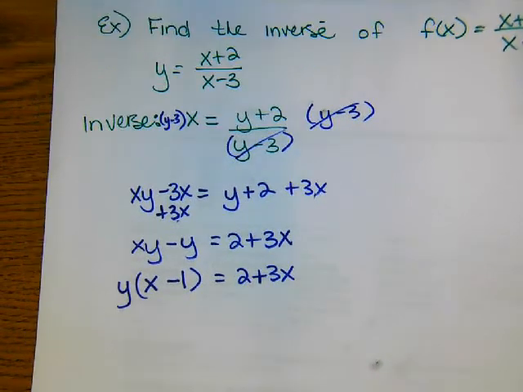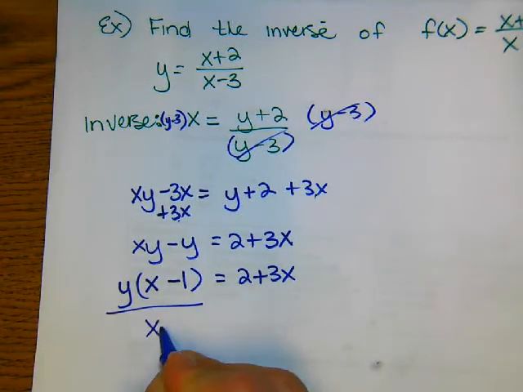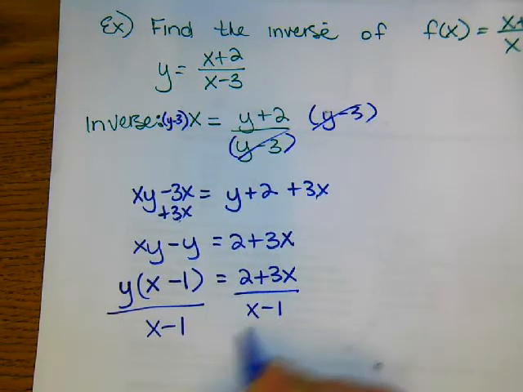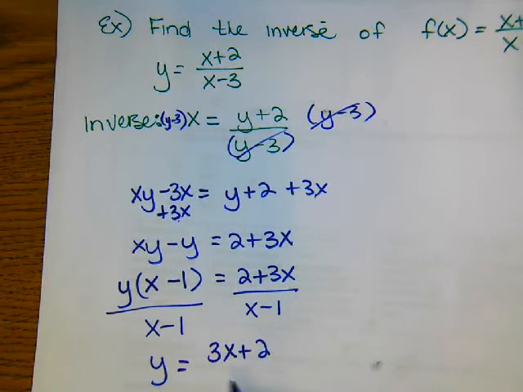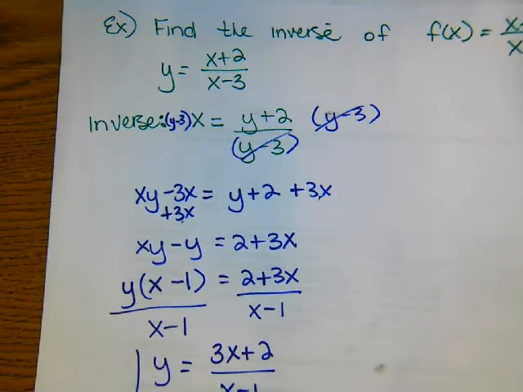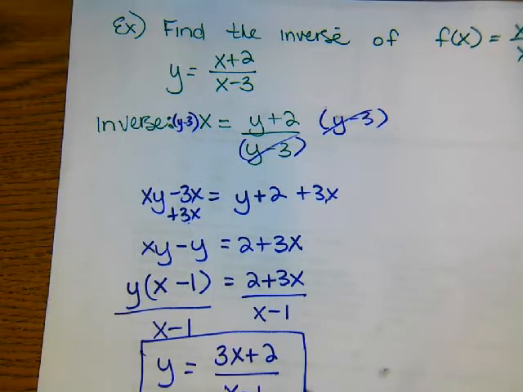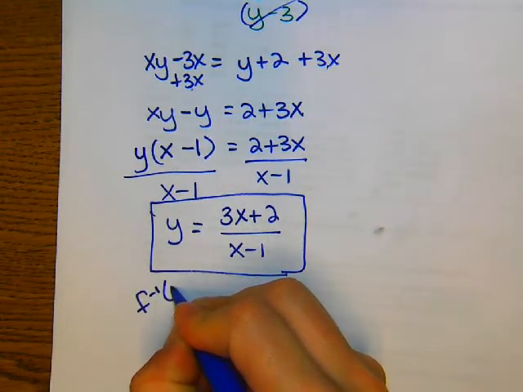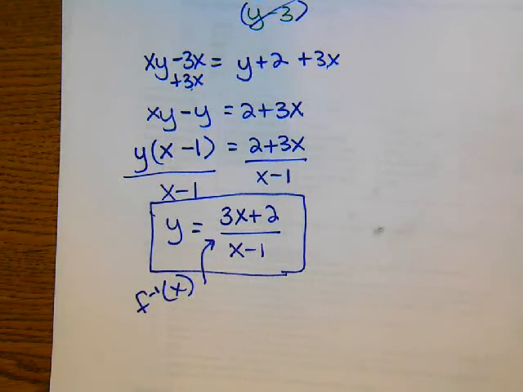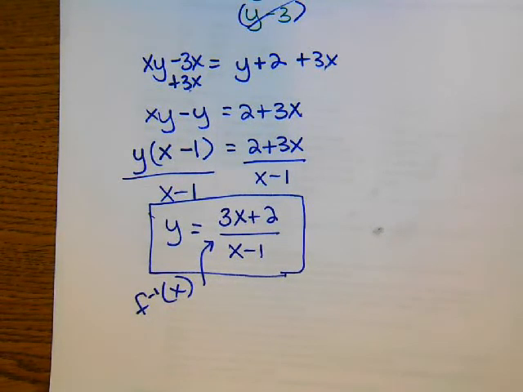Alright, now I have something that I can divide off. What can I divide off both sides? X minus 1. So my equation is 2 plus 3x, or you can write it as 3x plus 2, over x minus 1. That is the inverse. I'm going to move that down. So I will write f inverse of x. Okay.